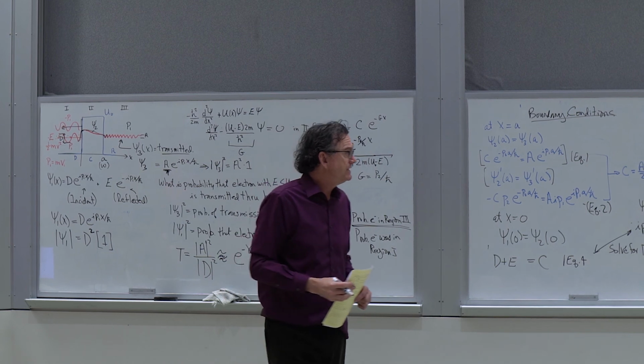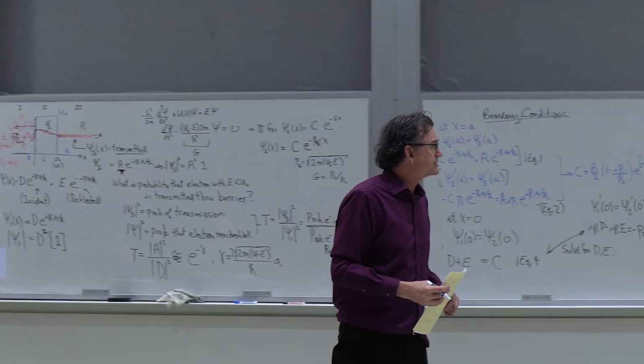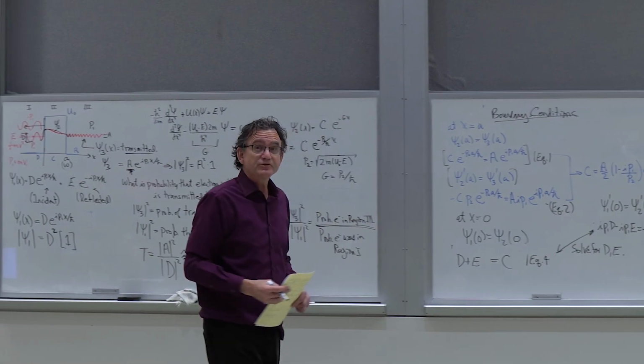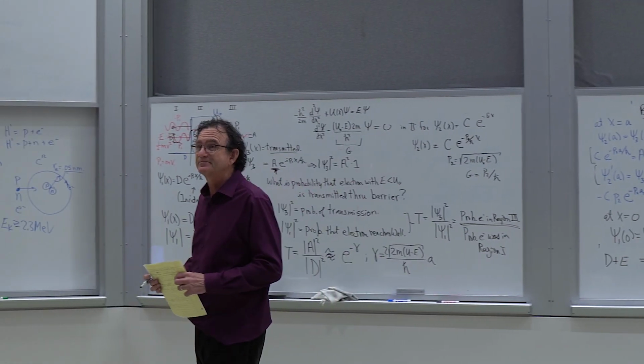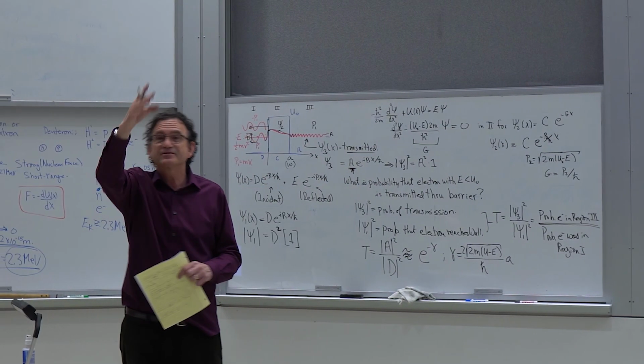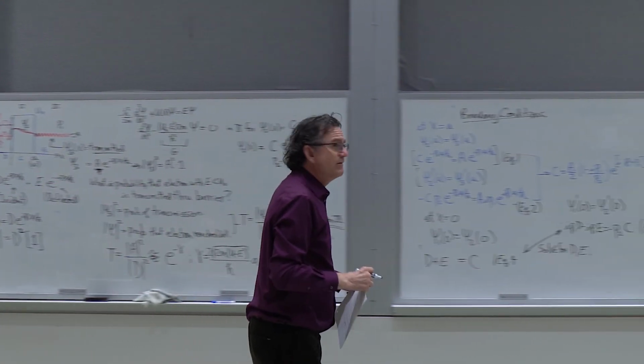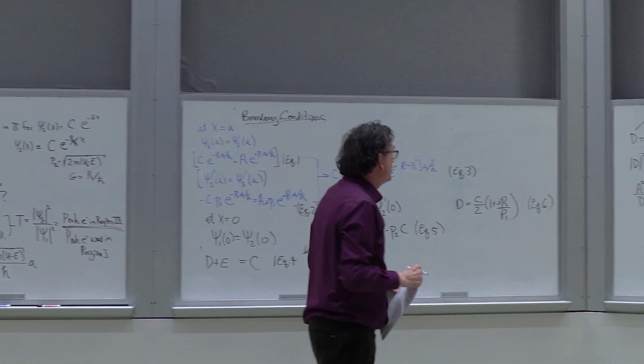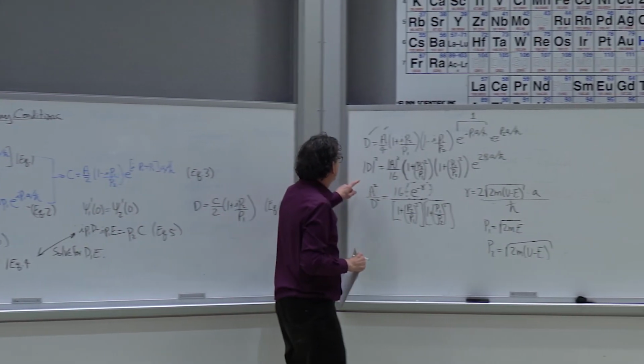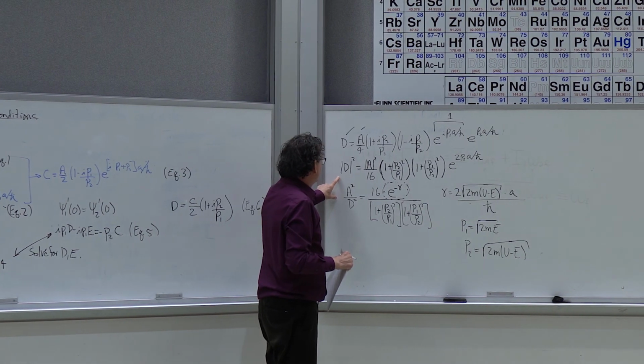And I think that's probably it. Any questions you want to ask on this? Yes? So on the magnitude of d squared, the first set of parentheses where it's 1 plus P2 over P1 squared?